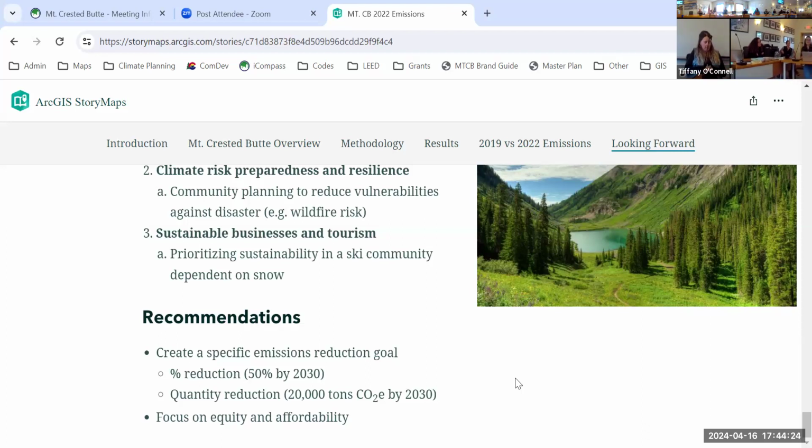So having resilience plans in place that aren't just policy based, of we need to reduce this many emissions, but also putting in those safety nets for the community to help us bounce back or be able to react and respond when and if these disasters happen.